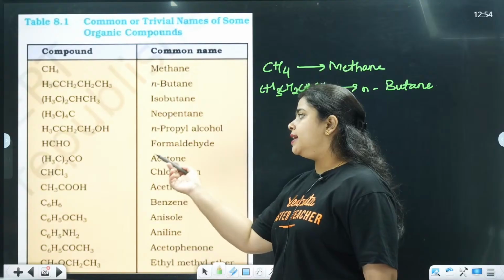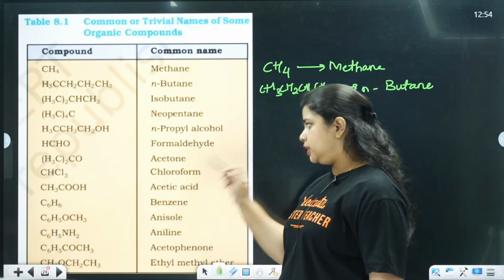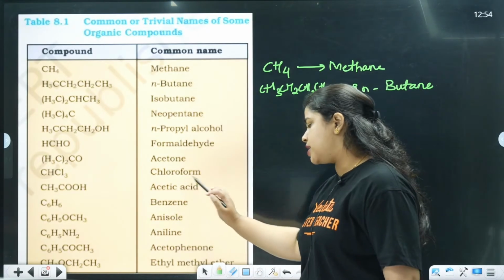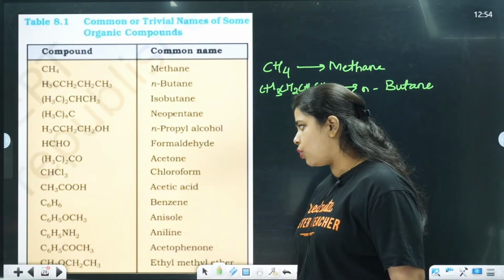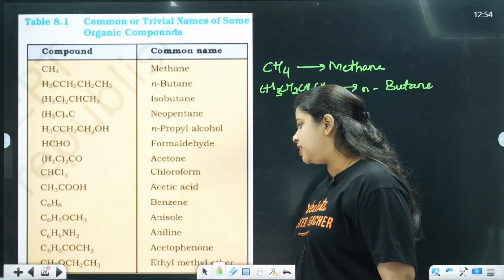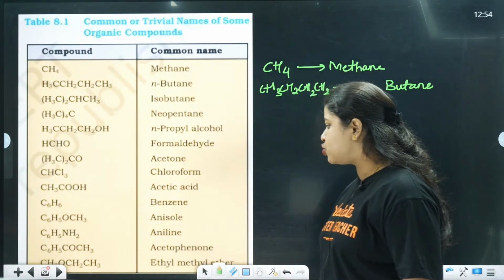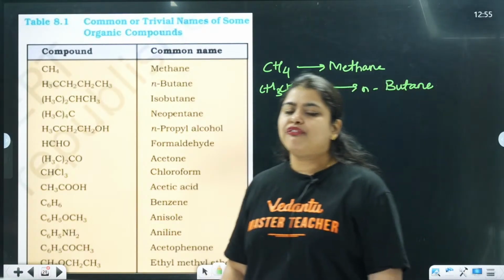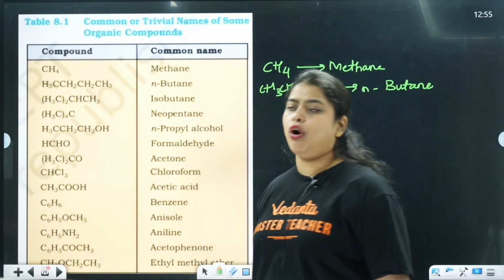HCHO, that is formaldehyde. CH3COCH3, that is acetone. CHCl3, chloroform. CH3COOH, acetic acid. C6H6, benzene. C6H5OCH3, anisole. C6H5NH2, aniline. C6H5COCH3, that is going to be acetophenone, and last one CH3OCH2CH3, that is ethyl methyl ether. Okay, ethyl methyl ether. Few examples about the structure of a compound and its common name.